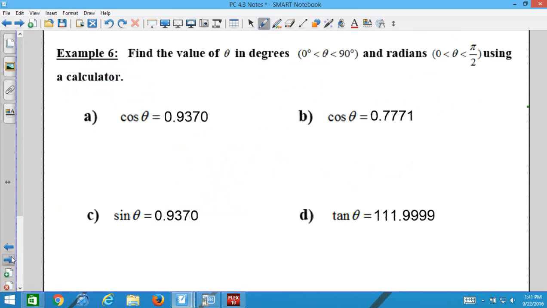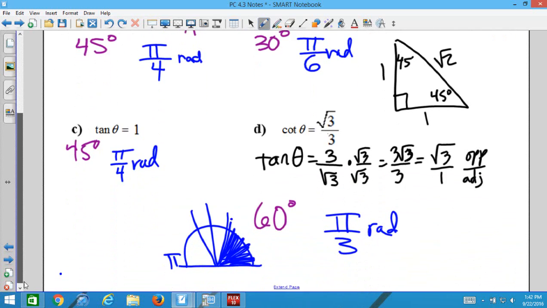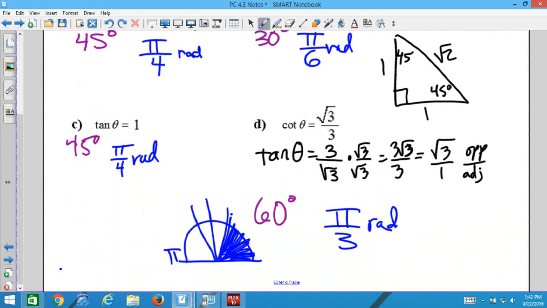If you have questions, stop me. You can answer every question. Yeah, sorry. Notice the next section says grab your calculator.